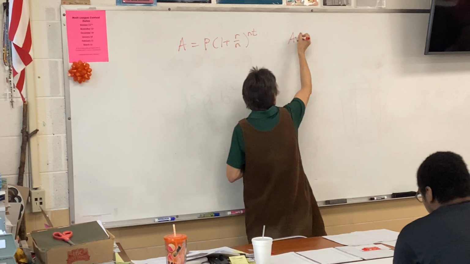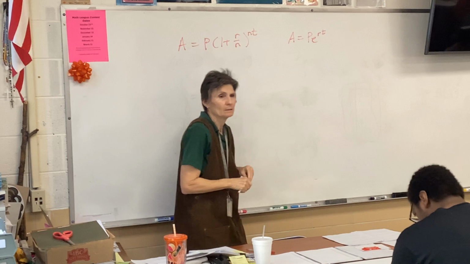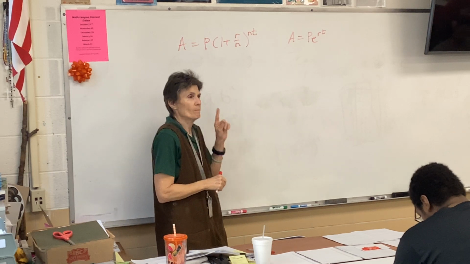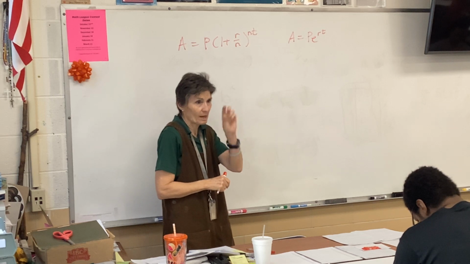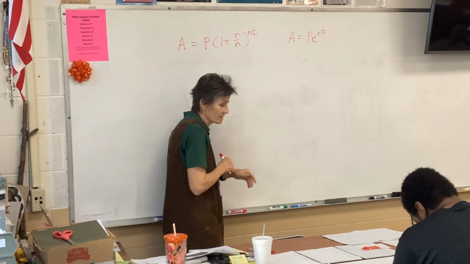What's the other one? The PERT formula. What's that one for? That's continuous growth. So that can also be used for money, but it has to say compounded continuously. That word has to be in there. And then it's used for all problems, not money.